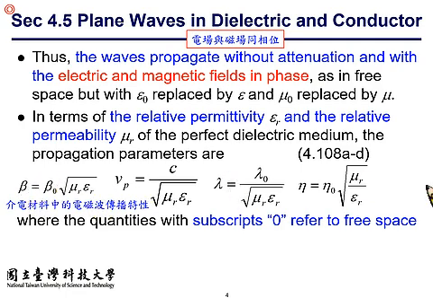And here are some alternative representations for the basic parameters for the EM wave. You can use relative permeability and relative permittivity to characterize these properties.